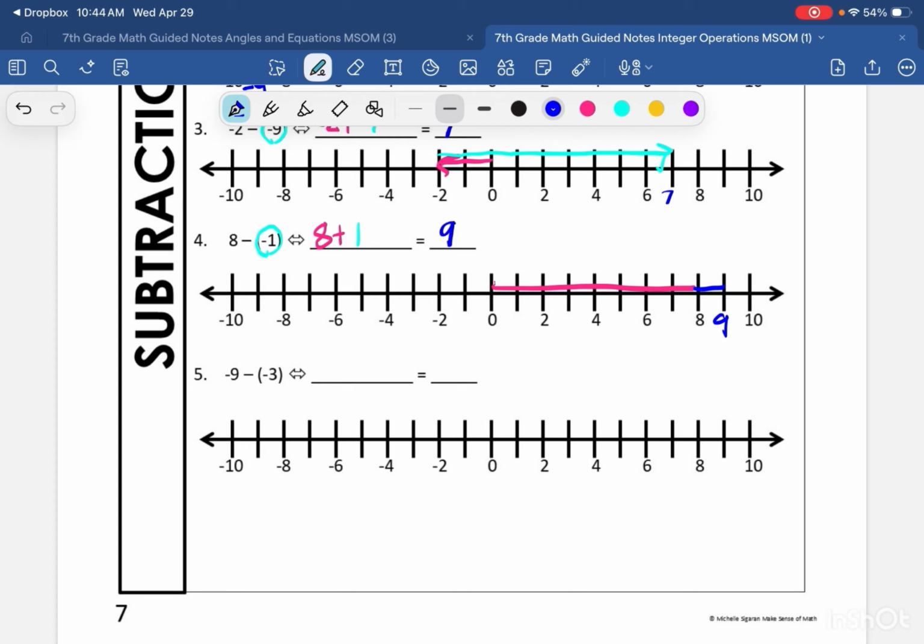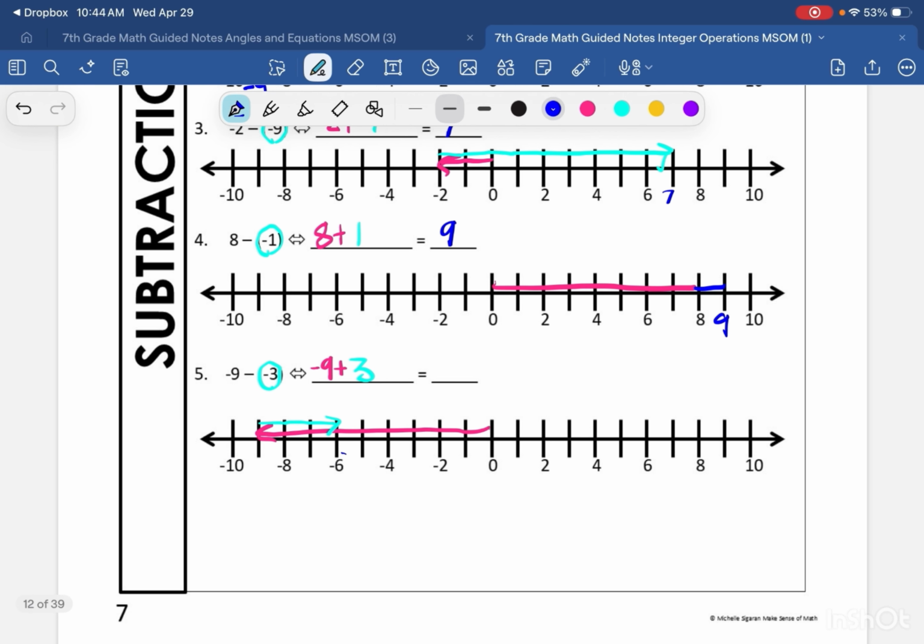-9 minus a -3. I have my first number, change it to addition, make that the additive inverse right here. So -9 plus 3 on the number line, I go to -9, and I'm going to add 3. 1, 2, 3. And I land at -6.